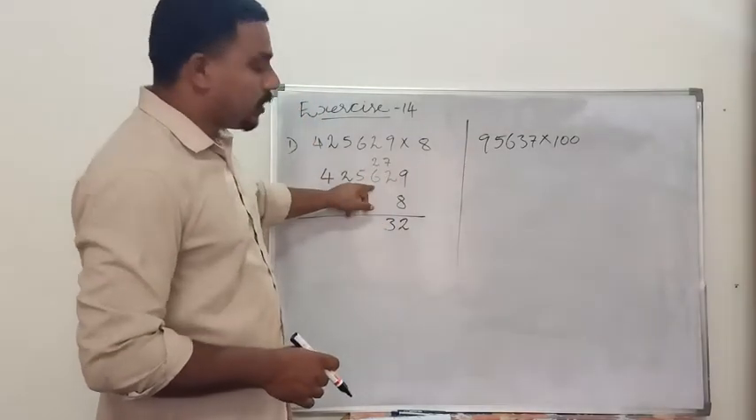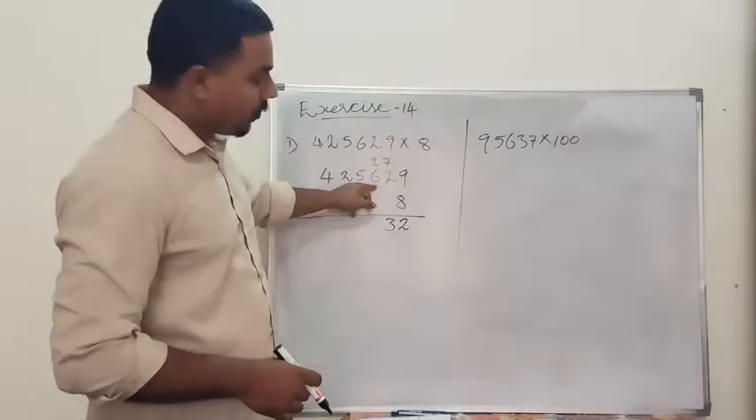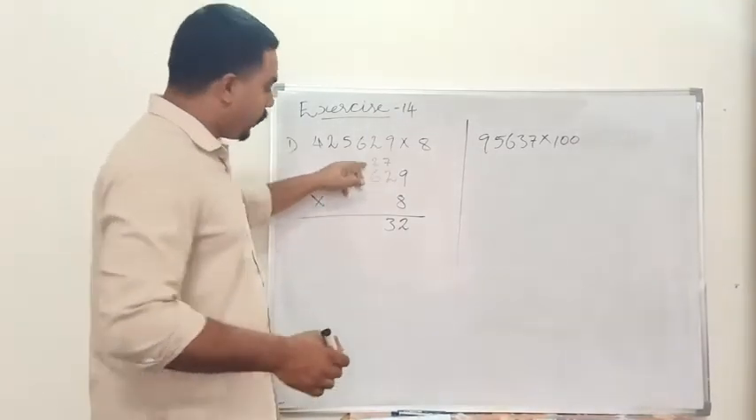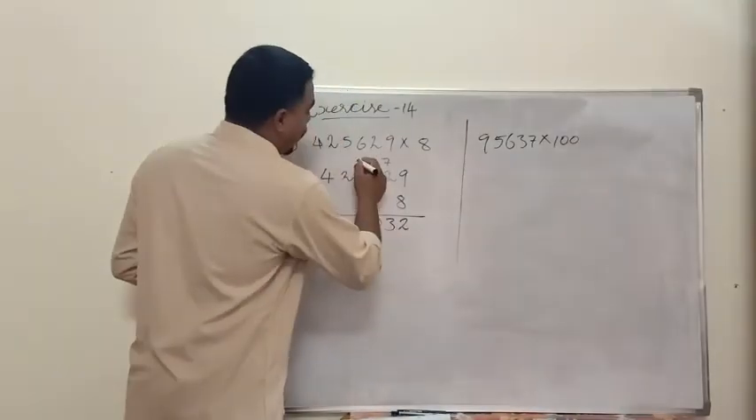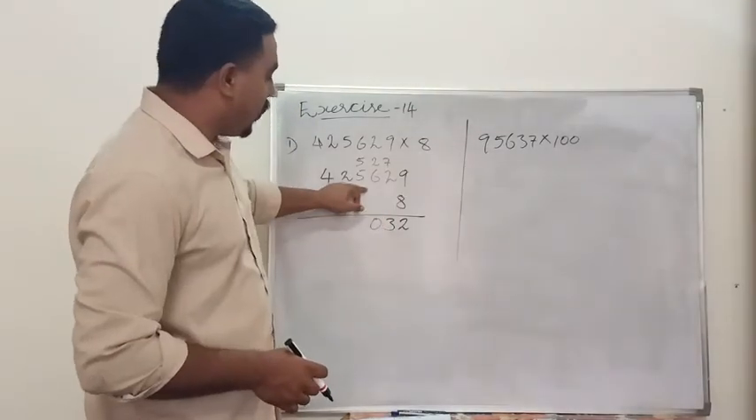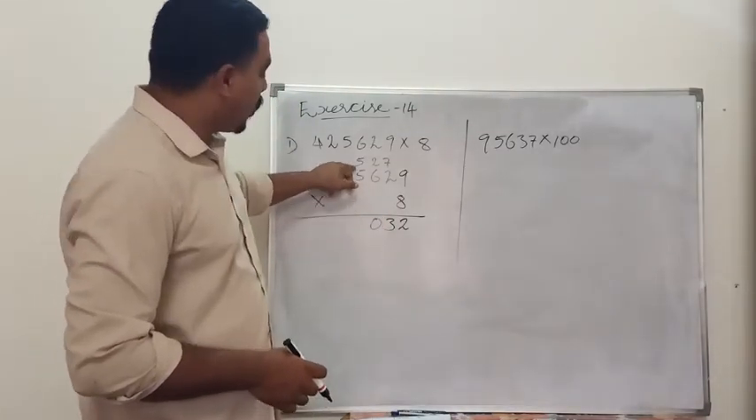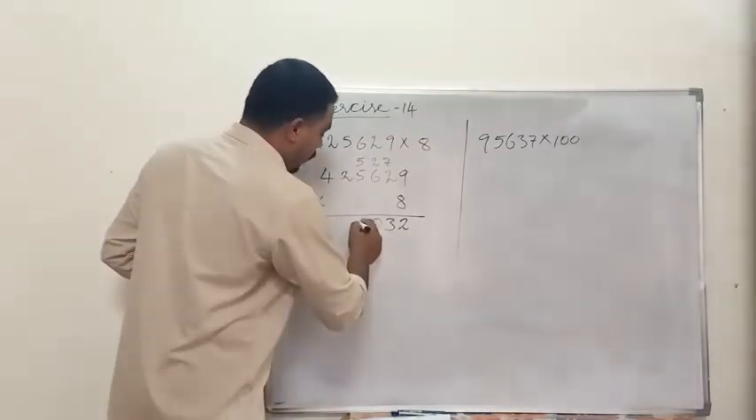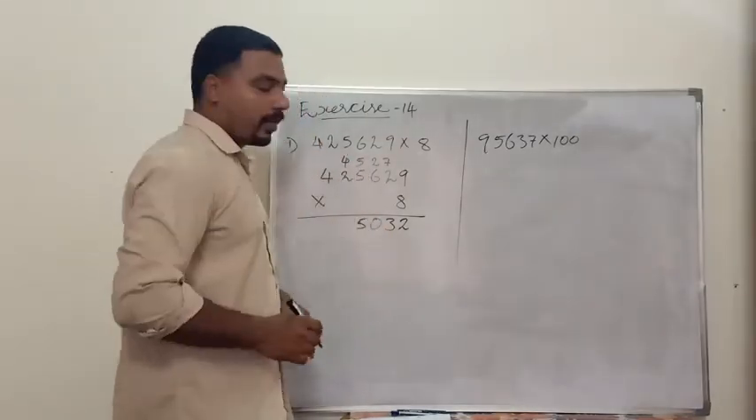Now 8 6s are 48. 48 plus 2, 50. 5 we have to regroup. Okay. Next is 8 5s are 40. 40 plus 5, 45. 4 we have to regroup here.